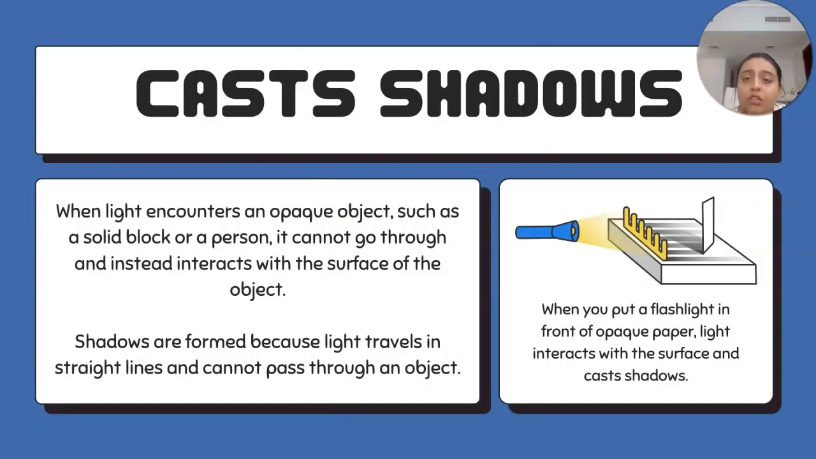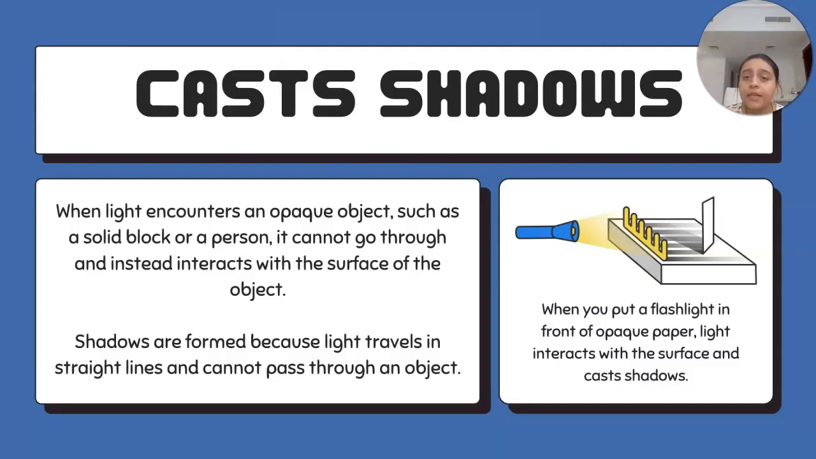So light can also cast shadows. Till now we have learned three properties of light. First, light has the fastest speed present in our universe. Next, light always travels in a straight line. The third one is that light can cast shadows. So we already know about shadows.